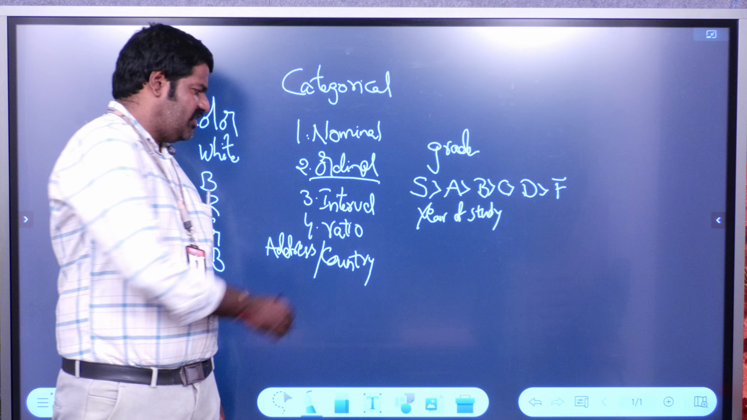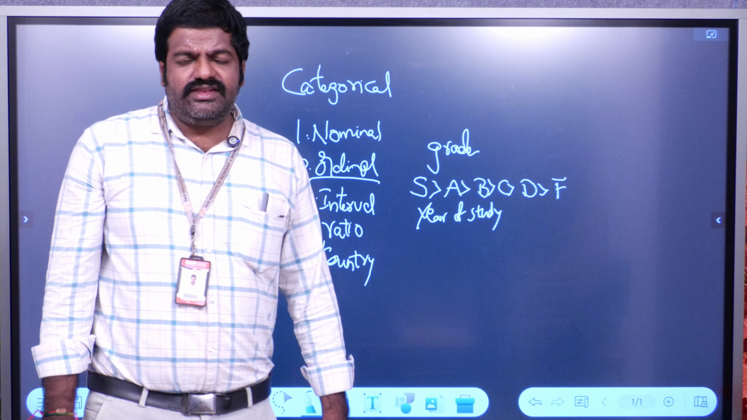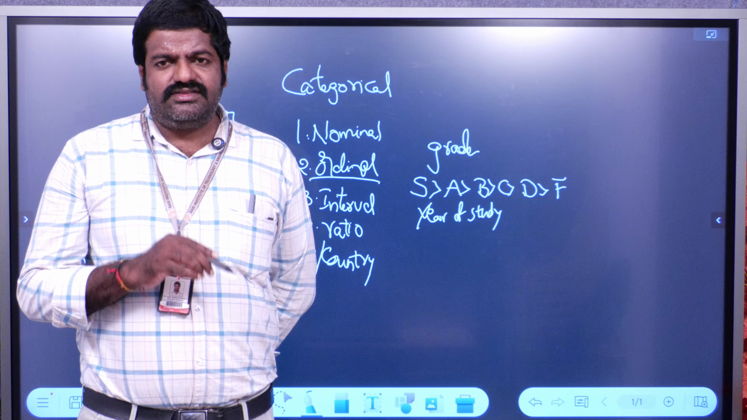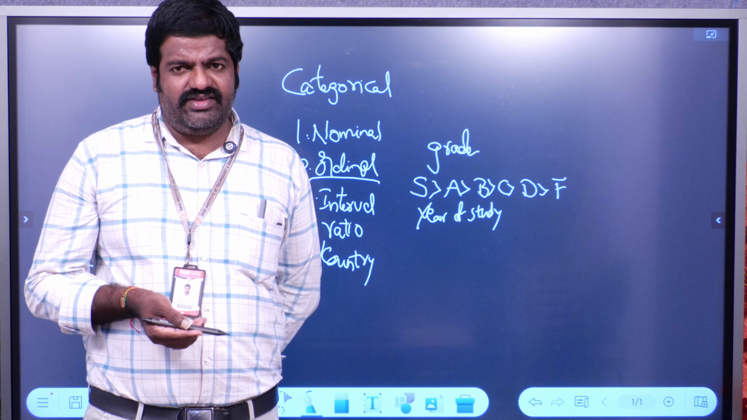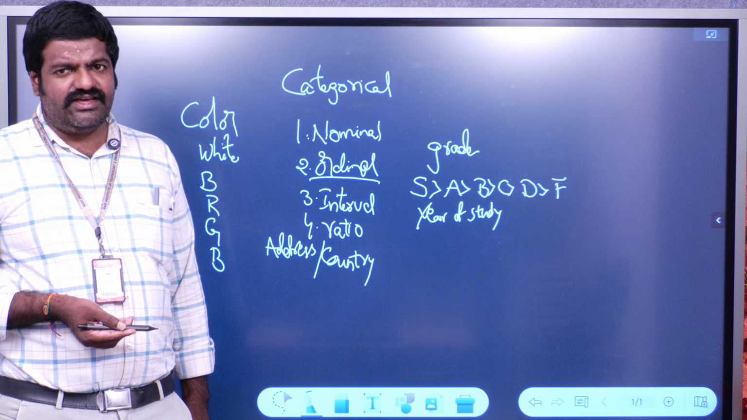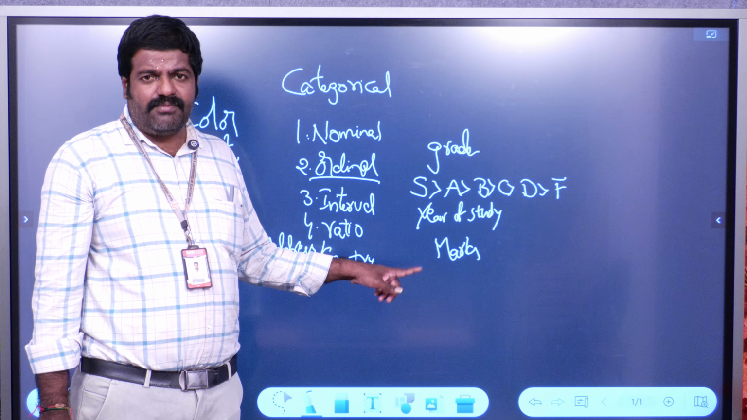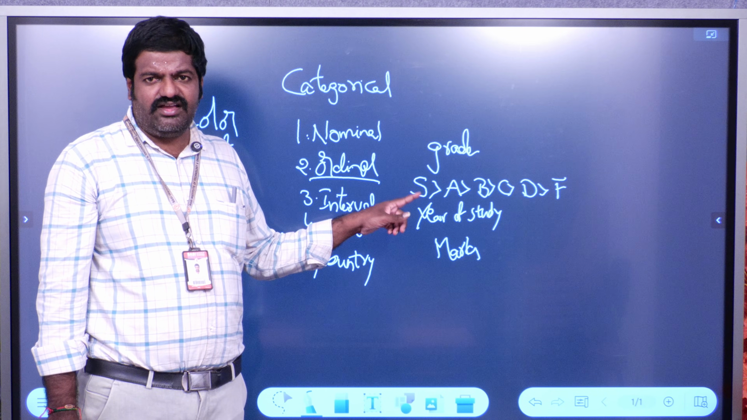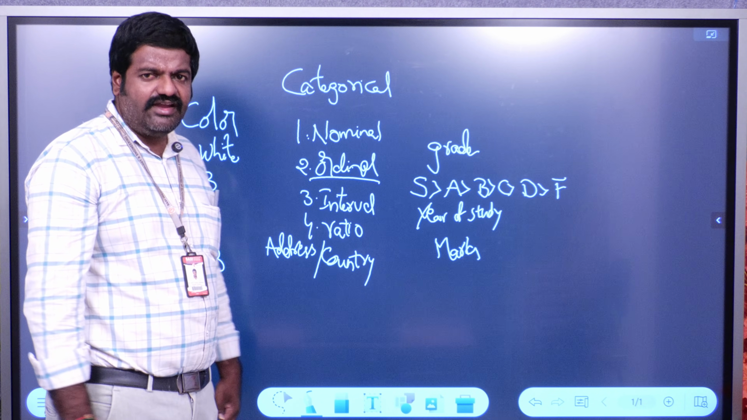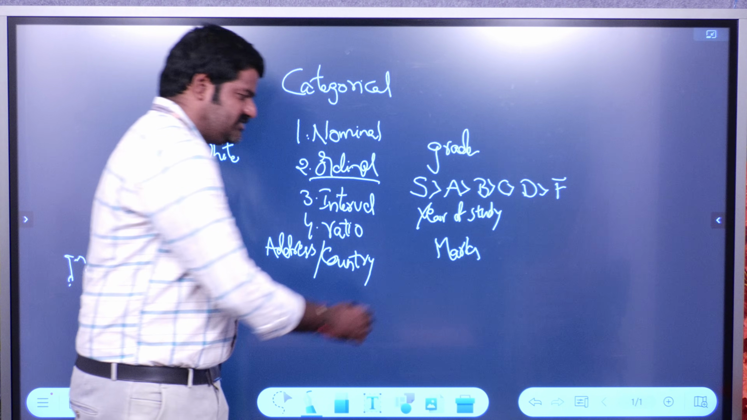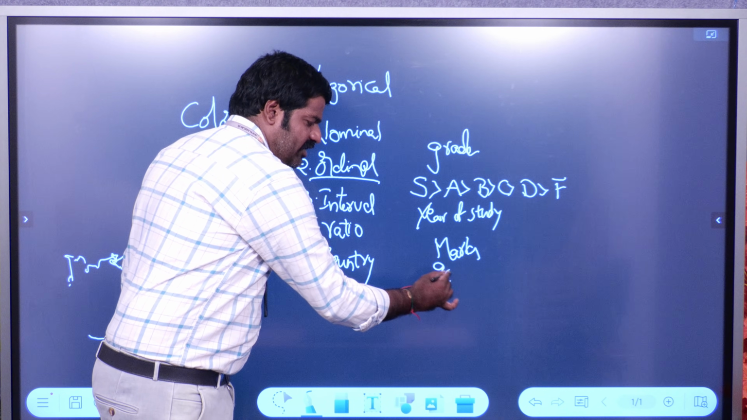Next, third one, interval. In some cases, we are going to convert the numerical data into intervals. For example, let us consider marks. To categorize the marks into grades, S grade, A grade, B grade, like that, there exists an interval. For example, 90 to 100.